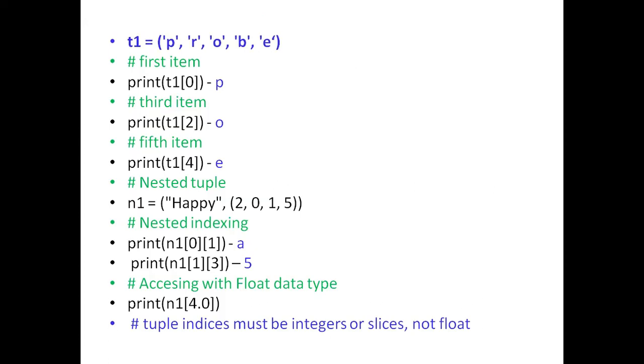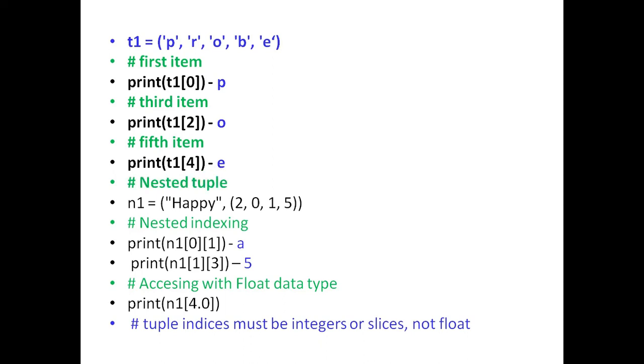Here tuple t1 is defined with the elements of the word probe. When we want to print the first item, we will use print t1 with 0, which will print p. To print the third item, we will use t1 with index 2, which will give o. When we want to print the fifth item, we will give t1 with the fourth index, so it will give e.